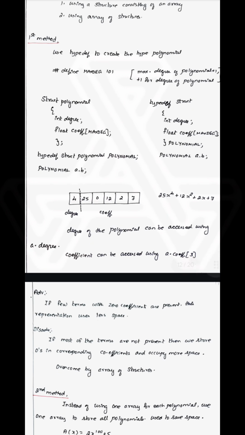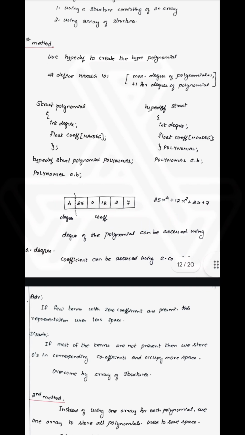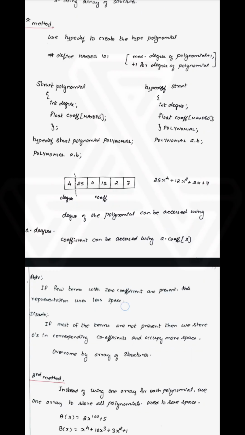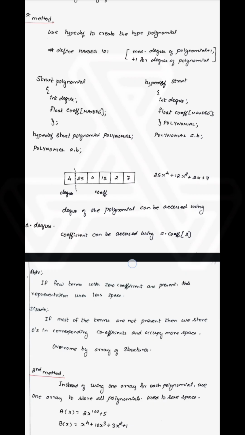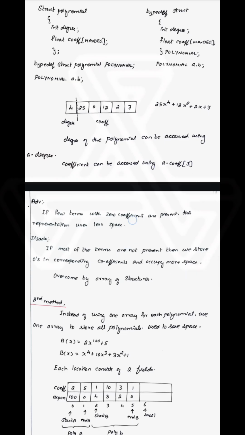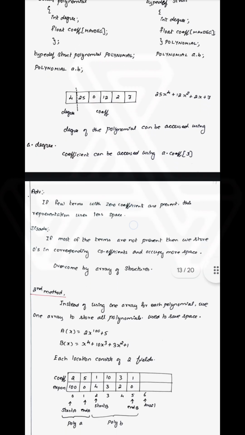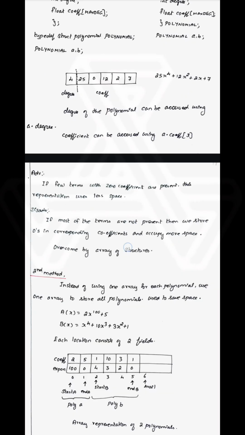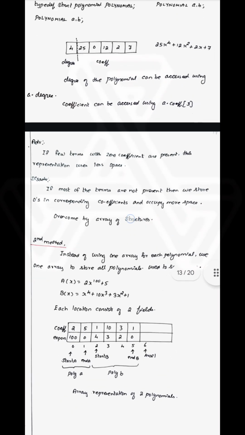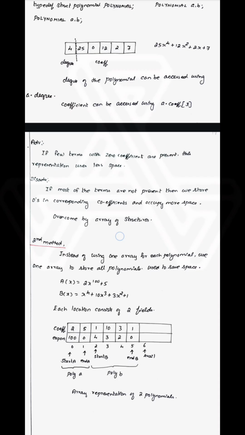Typedef struct: int degree, float coef of MAX_DEGREE, polynomial A, B. Degree and coefficients for 25x^4 plus 12x^2 plus 2x plus 7. Degree of polynomial can be accessed using A dot degree. Coefficient can be accessed using A dot coef of 3.